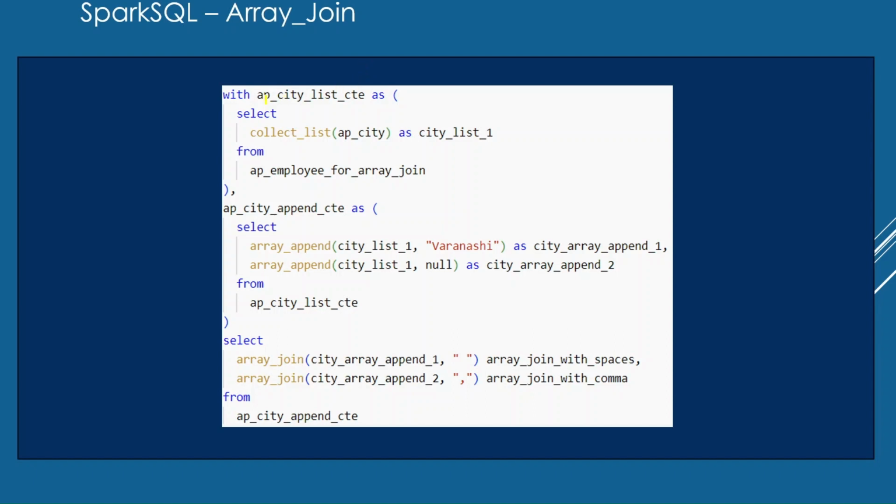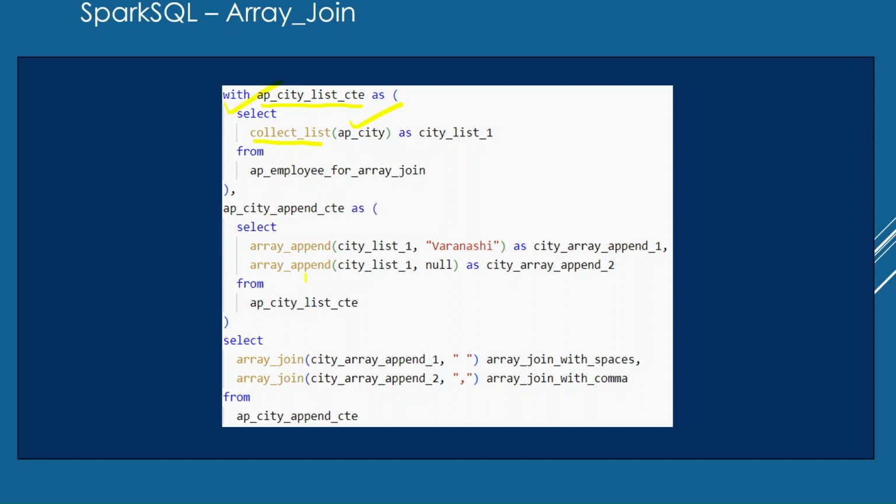Here I am creating a city, which is nothing but a temporary table. With the help of the collect list function, I am creating a list by taking all the values present in this AP city column.